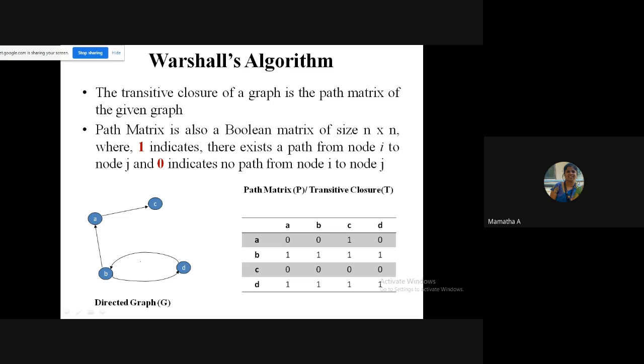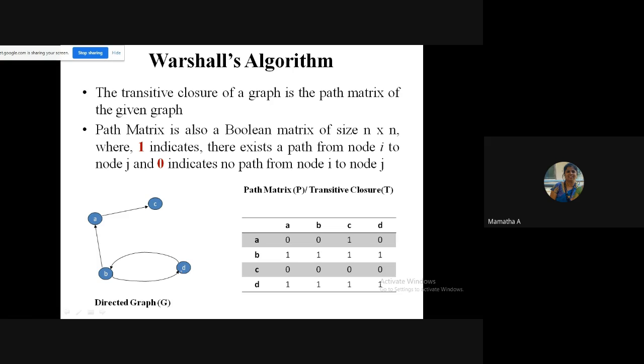Okay, similarly from B to D. You can observe, yes, you have an edge only, so not a problem. From C, no path to any of the vertices. Coming to D, is there a path from D to A? Yes, ma'am. D to B, then B to A.